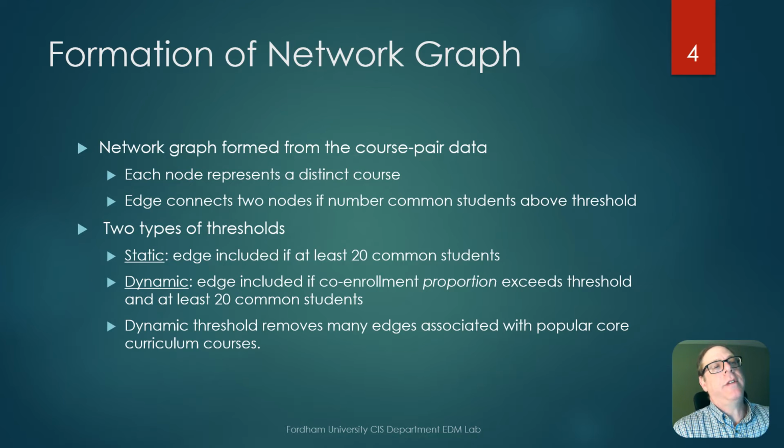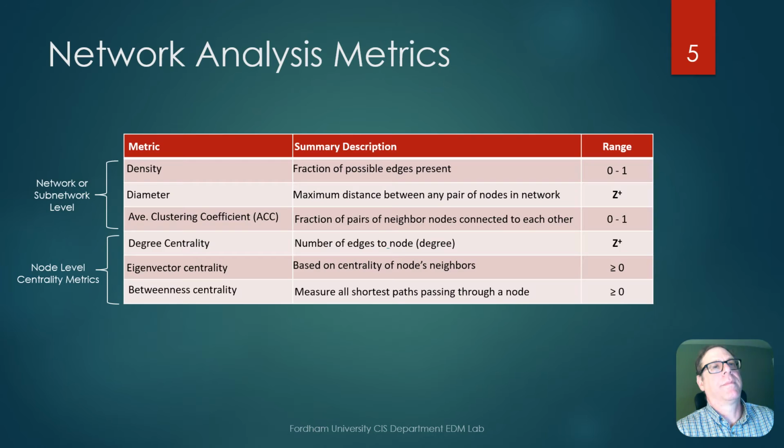We also have a dynamic threshold, which includes edges only if the co-enrollment proportion exceeds some specified threshold. You can check the paper for that threshold. And we also have at least 20 common students. The difference is the dynamic threshold is going to remove many edges from courses that have associations with other courses simply because they're just so popular and so many students take them. And that leaves us with the more interesting edges.